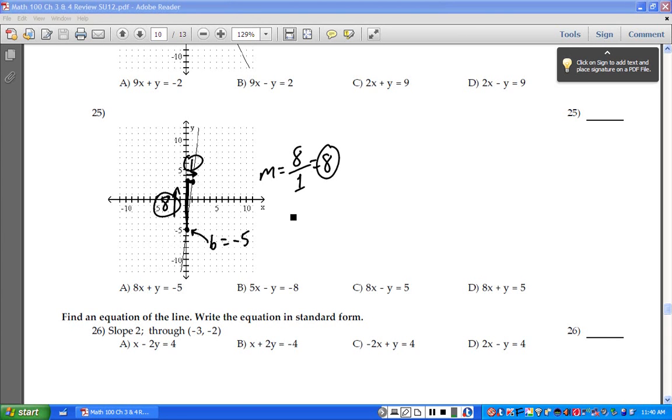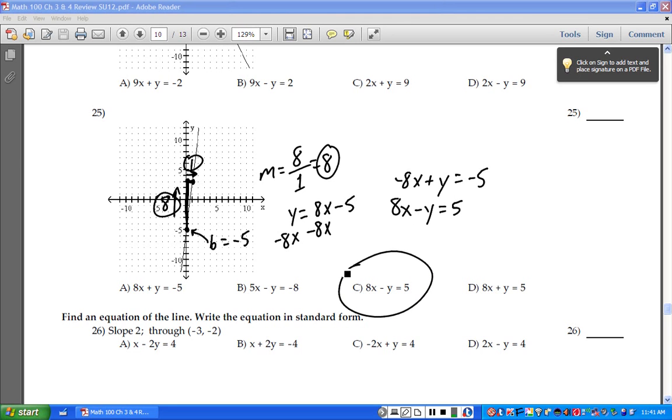Alright, so I have an m and a b, so y equals mx, and there's my b. Take this, convert it to standard form. Negative 8x plus y equals negative 5. Alright, is that an option? No. We know in standard form we like the x term to be positive. So if I multiply everything by negative 1, it changes all my signs and gives me this. So for number 25, we have 8x minus y equals 5. There you go.